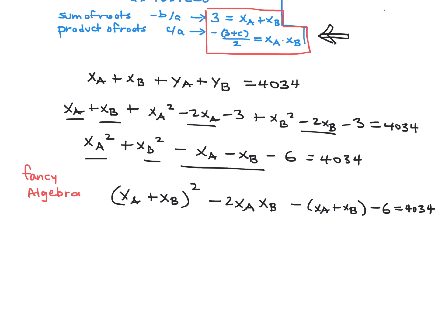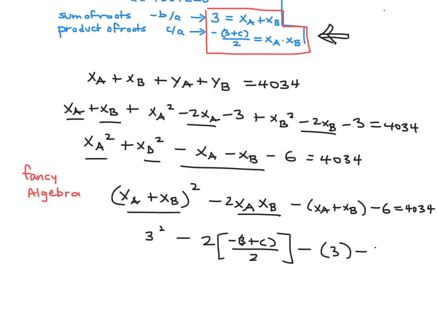So XA plus XB, which is right here, is 3, so that'd be 3 squared. XA times XB is minus 3 plus c over 2. And then minus XA plus XB, which is 3, and then minus 6. Okay, this all works because then we just have one variable. So let me see, 3 squared minus 2 times the half of 3 plus c, and then minus 3 minus 6. Okay, this will work.